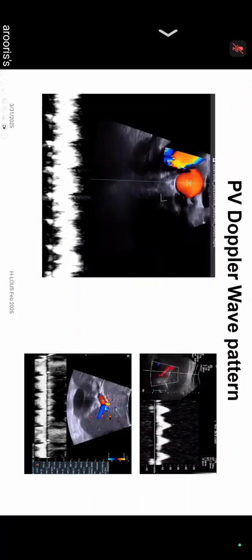So again, another one that's normal. This is not normal. See here, this is cirrhotic. This is what I call an arterialization of the portal vein. So you can tell by the Doppler wave pattern whether the portal vein or hepatic artery is normal or abnormal. Okay, so that's the portal vein.